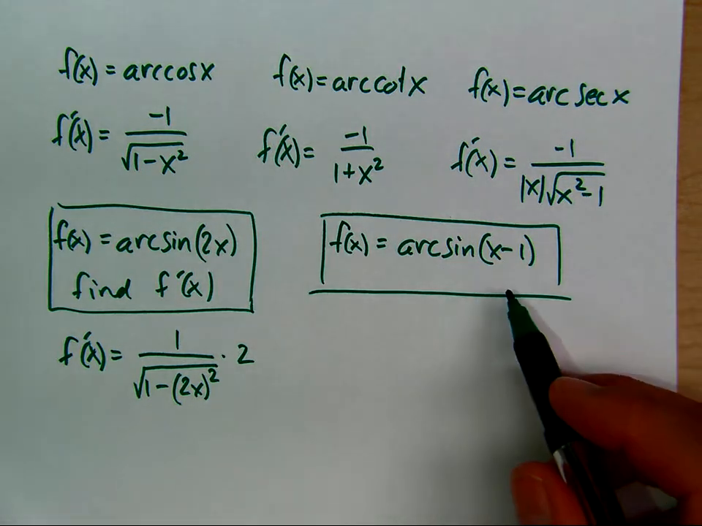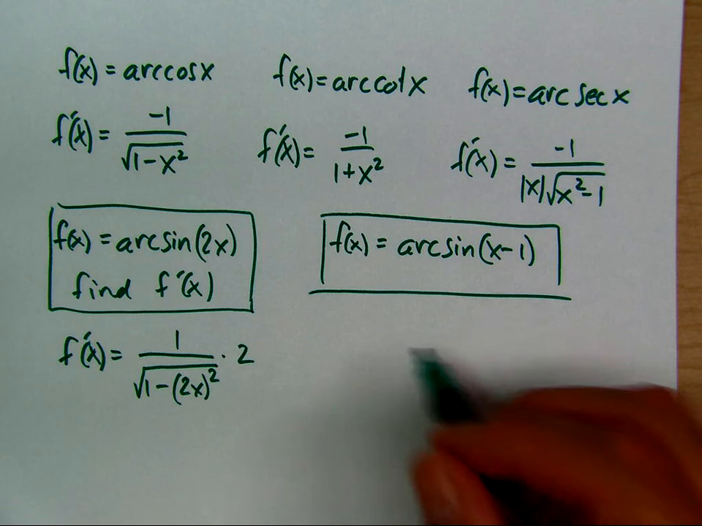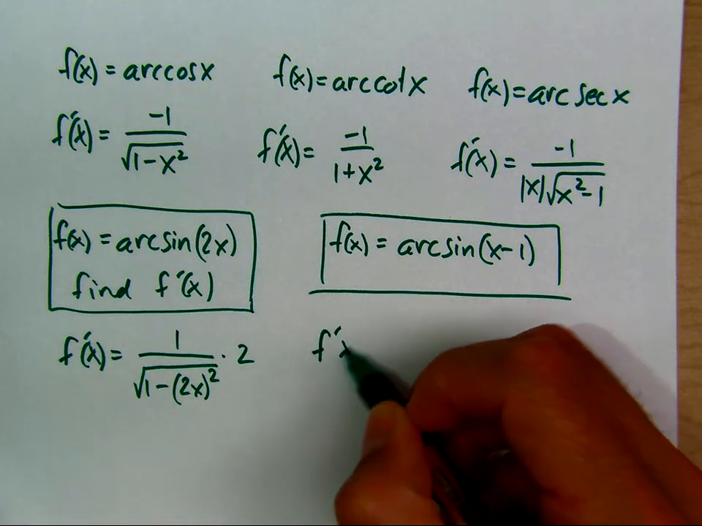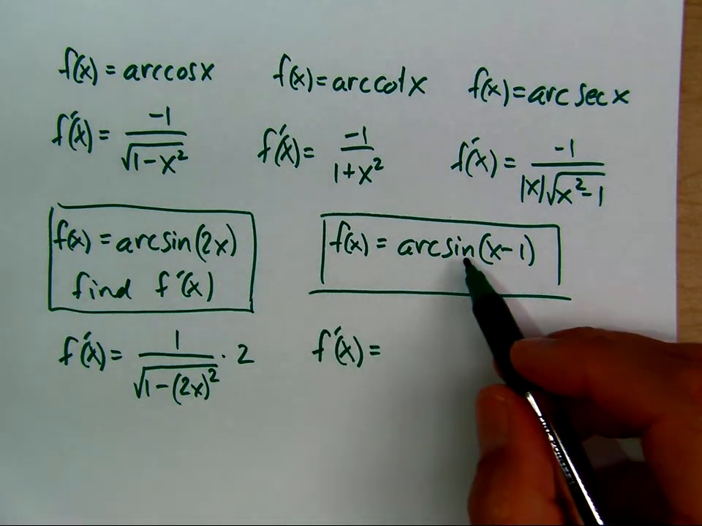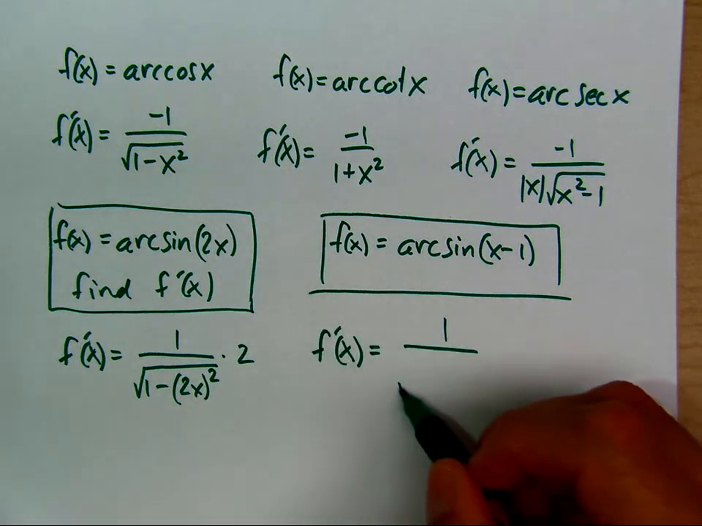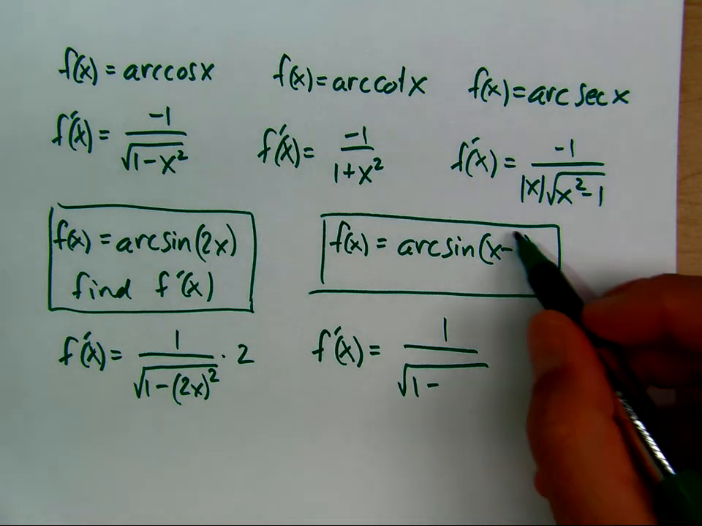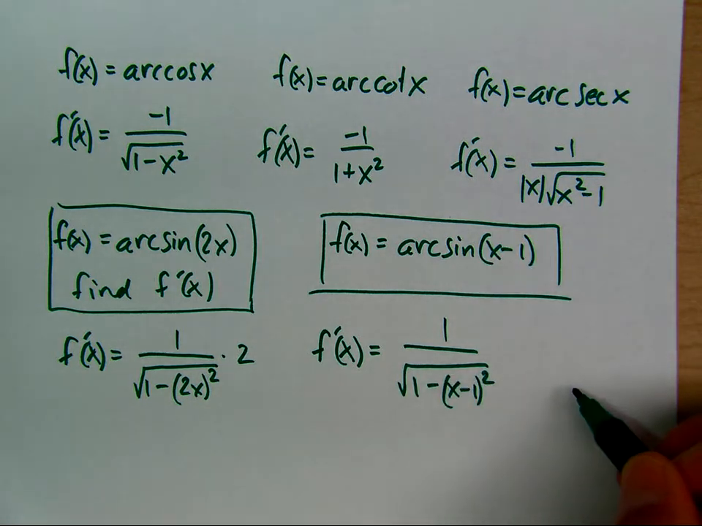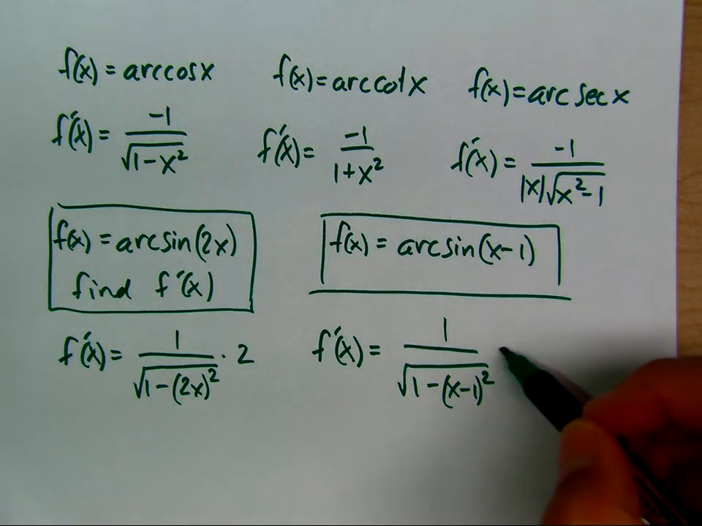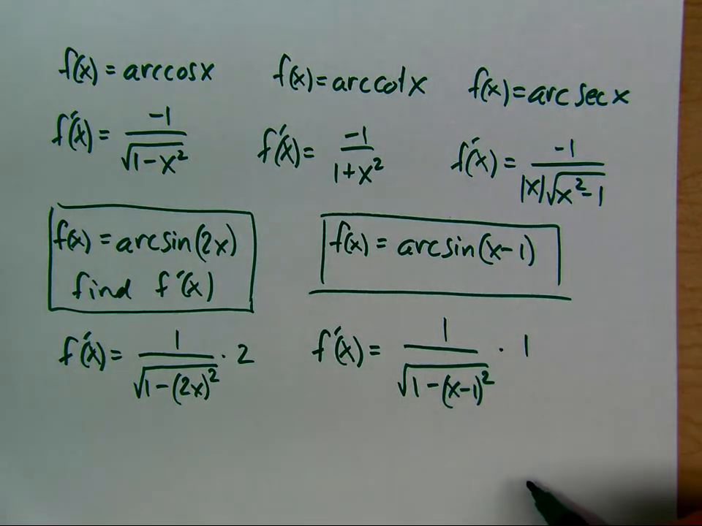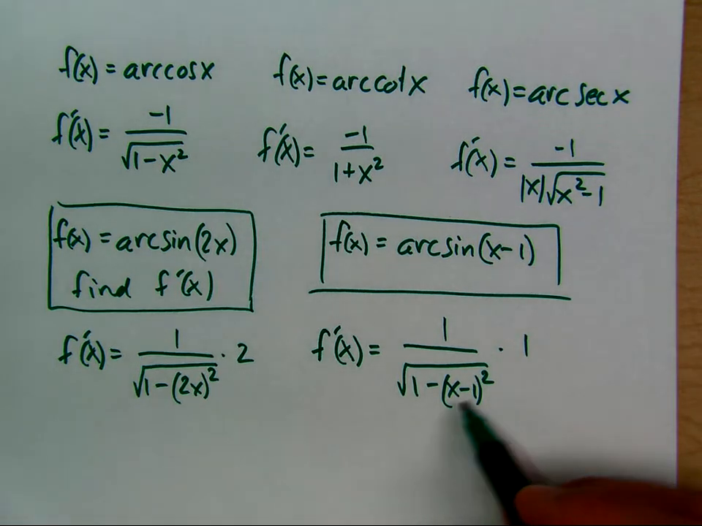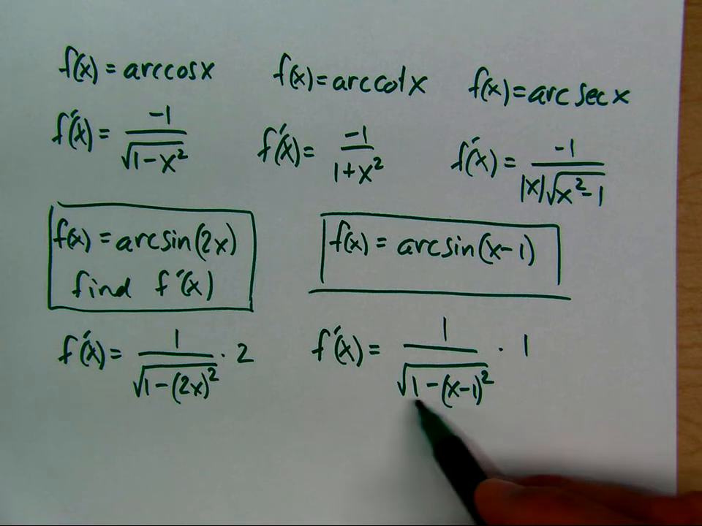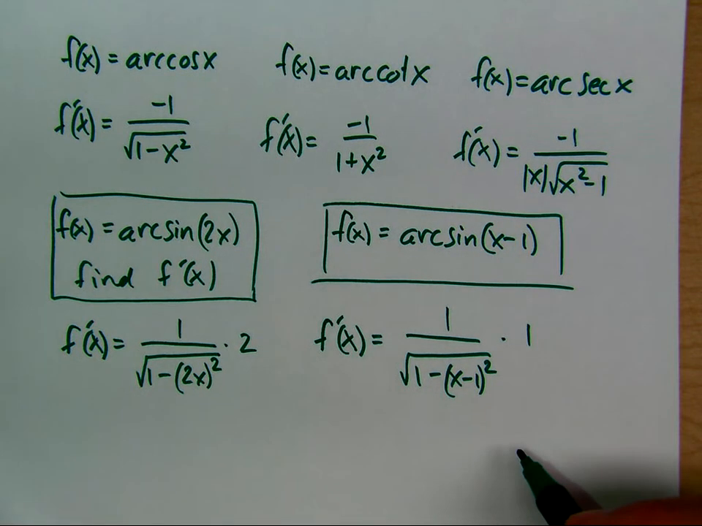Find f prime. Go ahead and pause the video and try that. So arcsine is 1 over the square root of 1 minus the argument. So we just copy the argument there. And then we do the derivative of that, which is 1. We could expand that and combine like terms. We'll just leave it as it is.